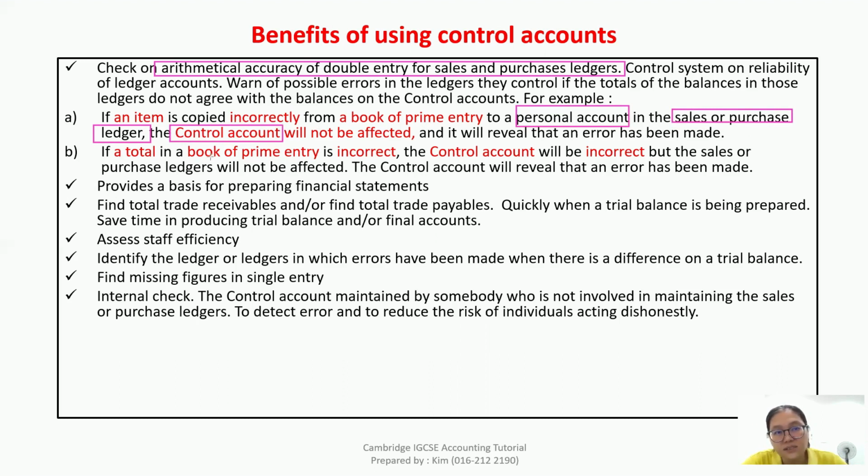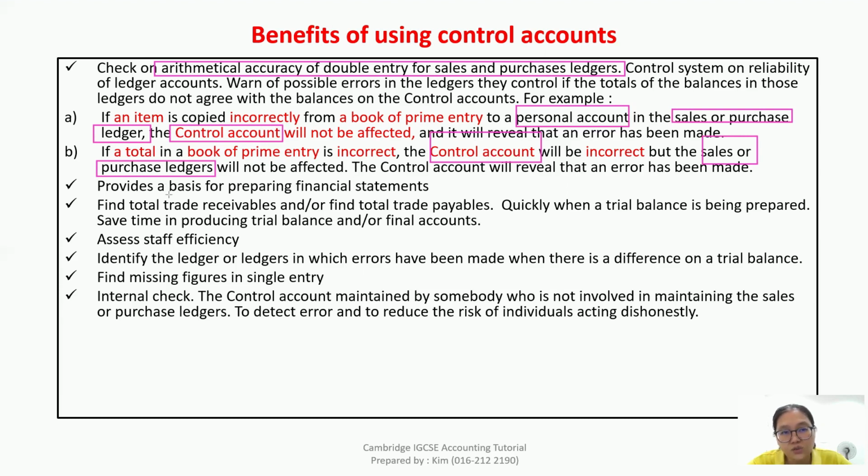Next, if the total in the book of prime entry is incorrect, the control account will be incorrect, but the sales ledger and the purchases ledger will not be affected. The control account will reveal that an error has been made. So why? Because when you add up the total of the sales or purchases ledger, the total of these two ledgers must be equal to the balance carried down for the control account.